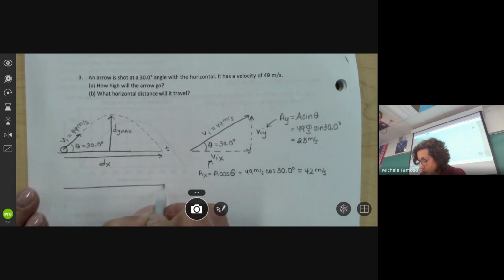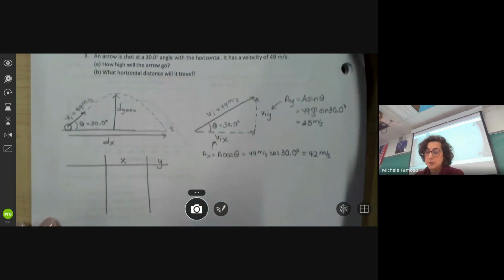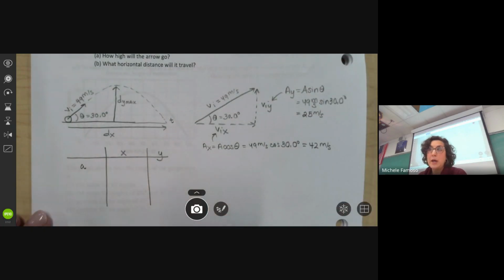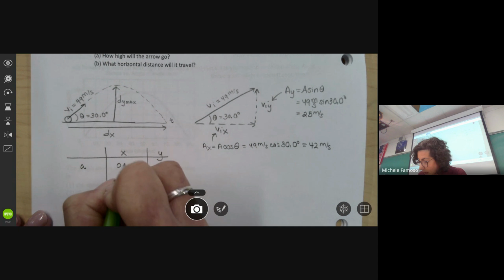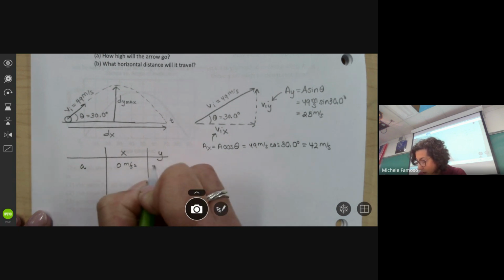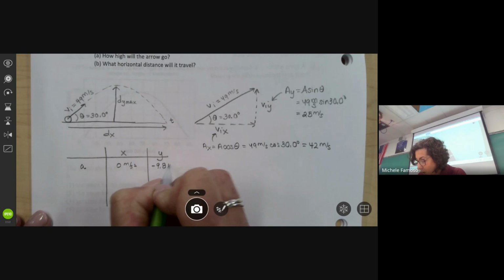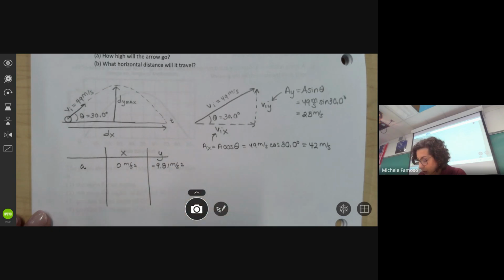Now let me make my chart. What do I know about the horizontal and vertical directions? I always know my accelerations: 0 meters per second squared and negative 9.81 meters per second squared. I know the initial speeds. In the X, it's 42 meters per second. In the Y, it is 25 meters per second.